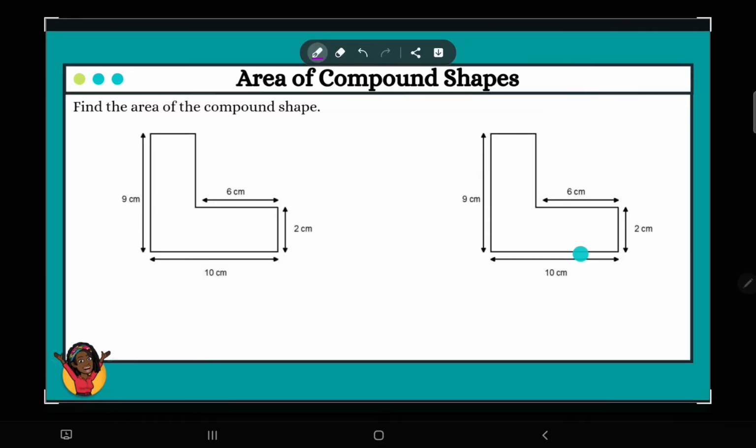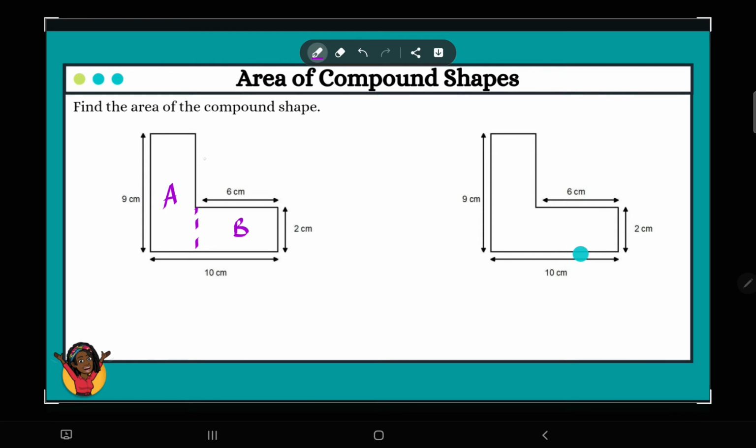So our first example, find the area of the compound shape. If you notice, I have the same shape here twice, and that's because I'm going to show you how to calculate the area of both of these shapes by splitting them different ways. So this first one, I'm going to split it here, and I'm going to call this rectangle A and rectangle B.